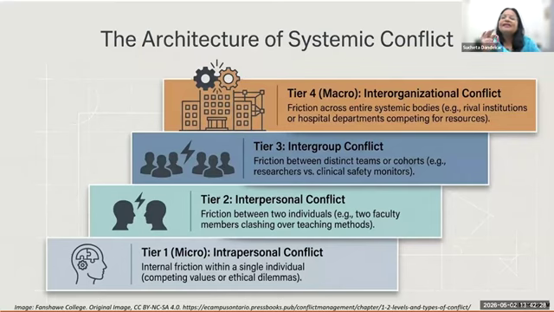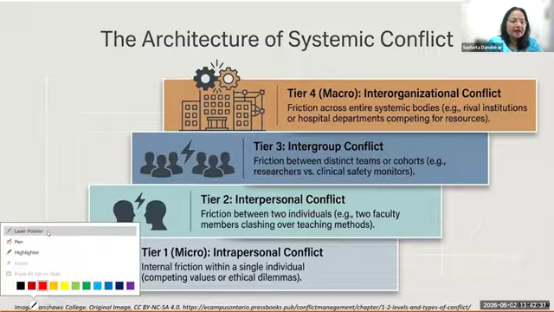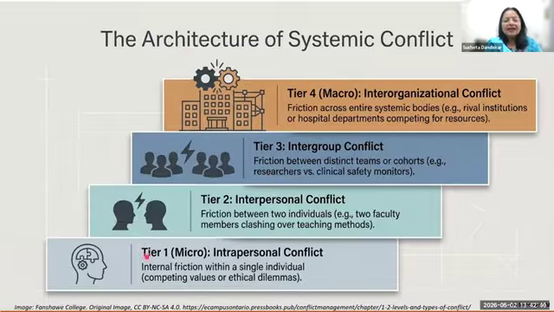So there is an architecture of systemic conflict. The first tier is at a micro level. The first one is tier one, which is an intrapersonal conflict. That means there's an internal friction within yourself. You could have some competing values, there could be ethical dilemmas which you are not able to sort out because something has happened, and it is just going against your own being, and it results in a conflict within yourself. So that is the intrapersonal.